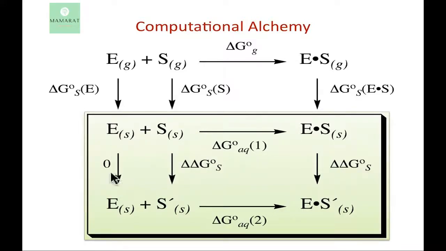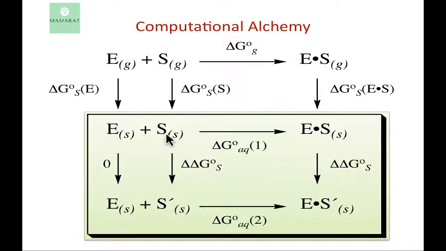Now, this difference is unimportant. It's E to E. Nothing changes in the free enzyme, so that's a free energy change of 0. This is the change in solvation free energy, so the change of the solvent interacting with S as it goes to S prime. So that's not a chemical reaction you can do in a flask. You can't make a hydrogen atom turn into a fluorine. But with molecular mechanics, that's trivial.